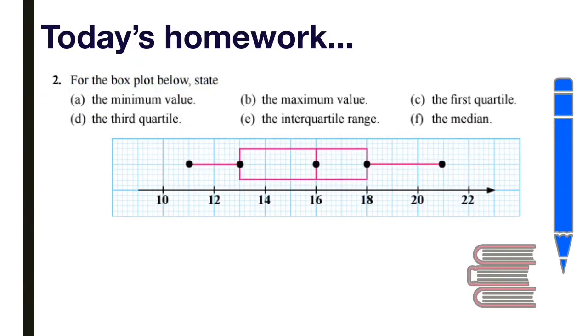For question number 2, the box plot is drawn for you. So you just determine the minimum value, maximum value, first quartile, third quartile, interquartile range, and finally the median.